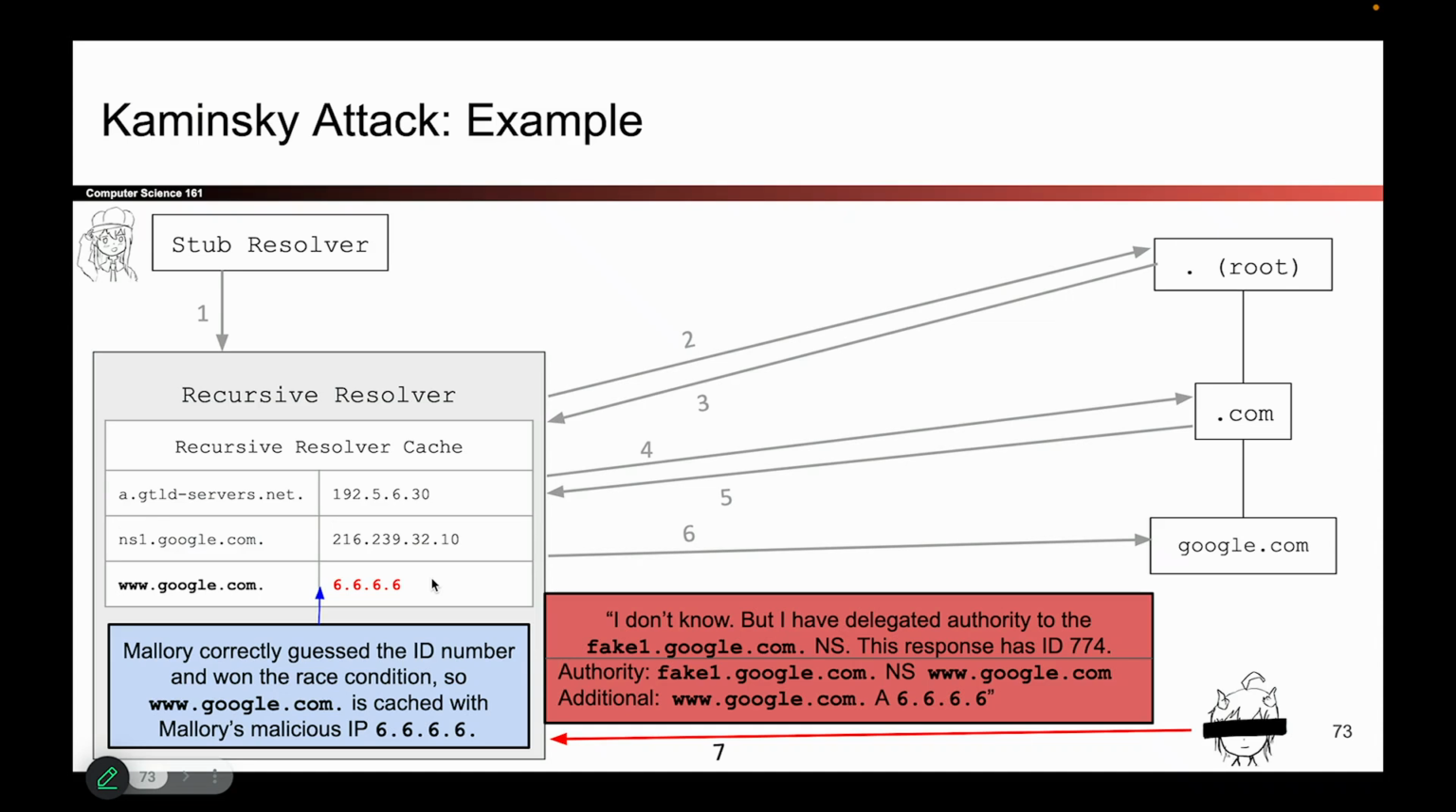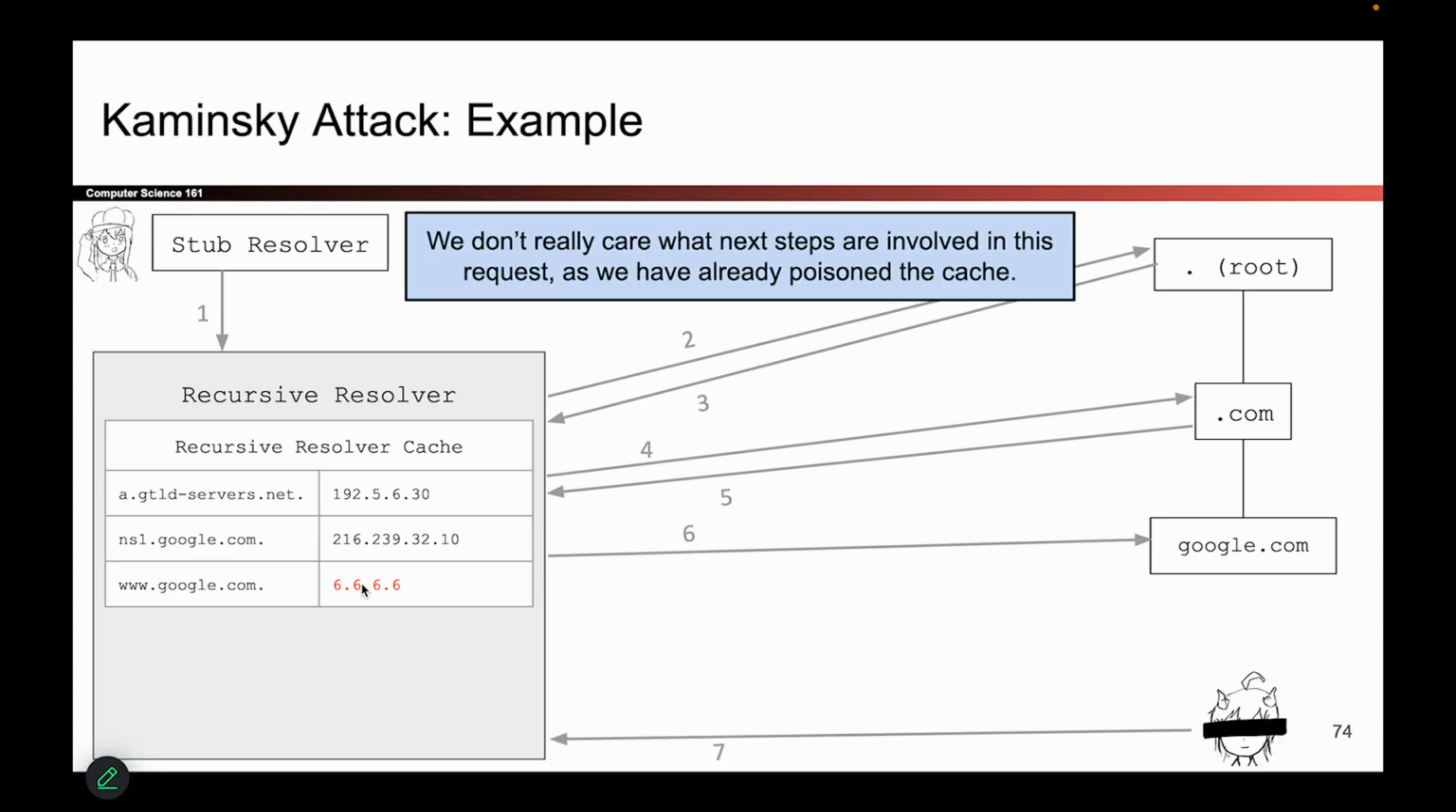And now Alice will visit www.google.com by talking to Mallory. She's made herself a man in the middle. And at this point, the cache is poisoned, so Mallory has won. That's what it would look like if Mallory won the race and guessed the ID number correctly.